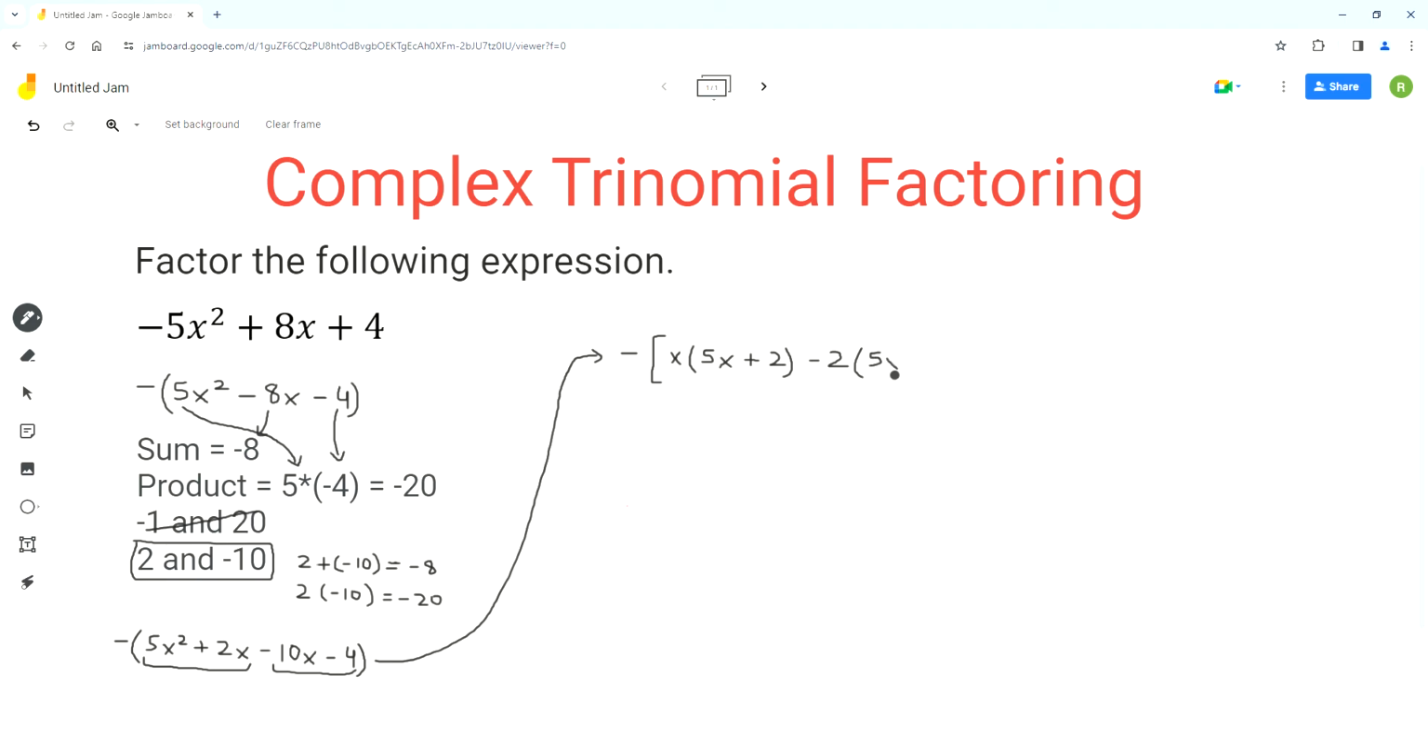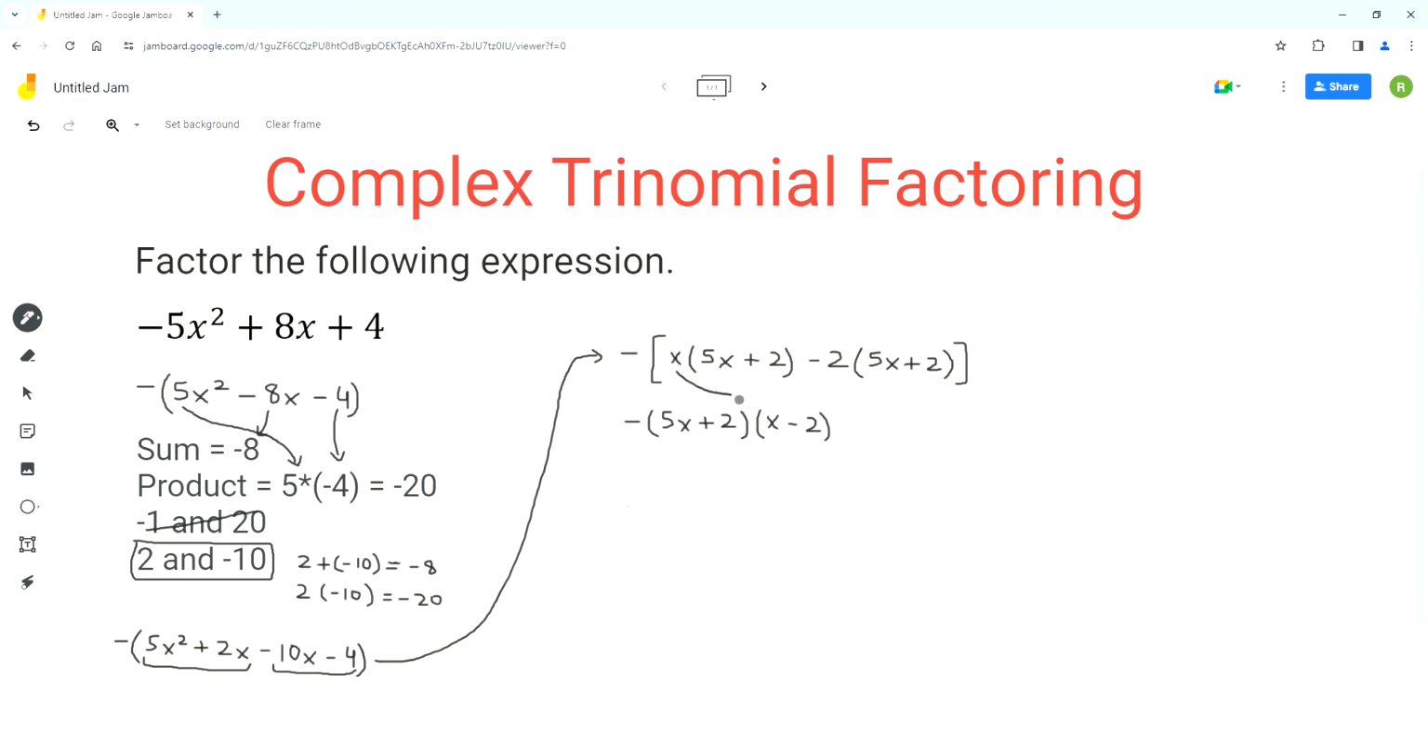5x plus 2. So basically, we did negative 10 divided by negative 2, which is equal to positive 5, and then negative 4 divided by negative 2, which is equal to positive 2. Now we can see that this 5x plus 2 is common in both parts of this expression, so we can factor out 5x plus 2, and we can write whatever is left over in the second parentheses, which is x minus 2.